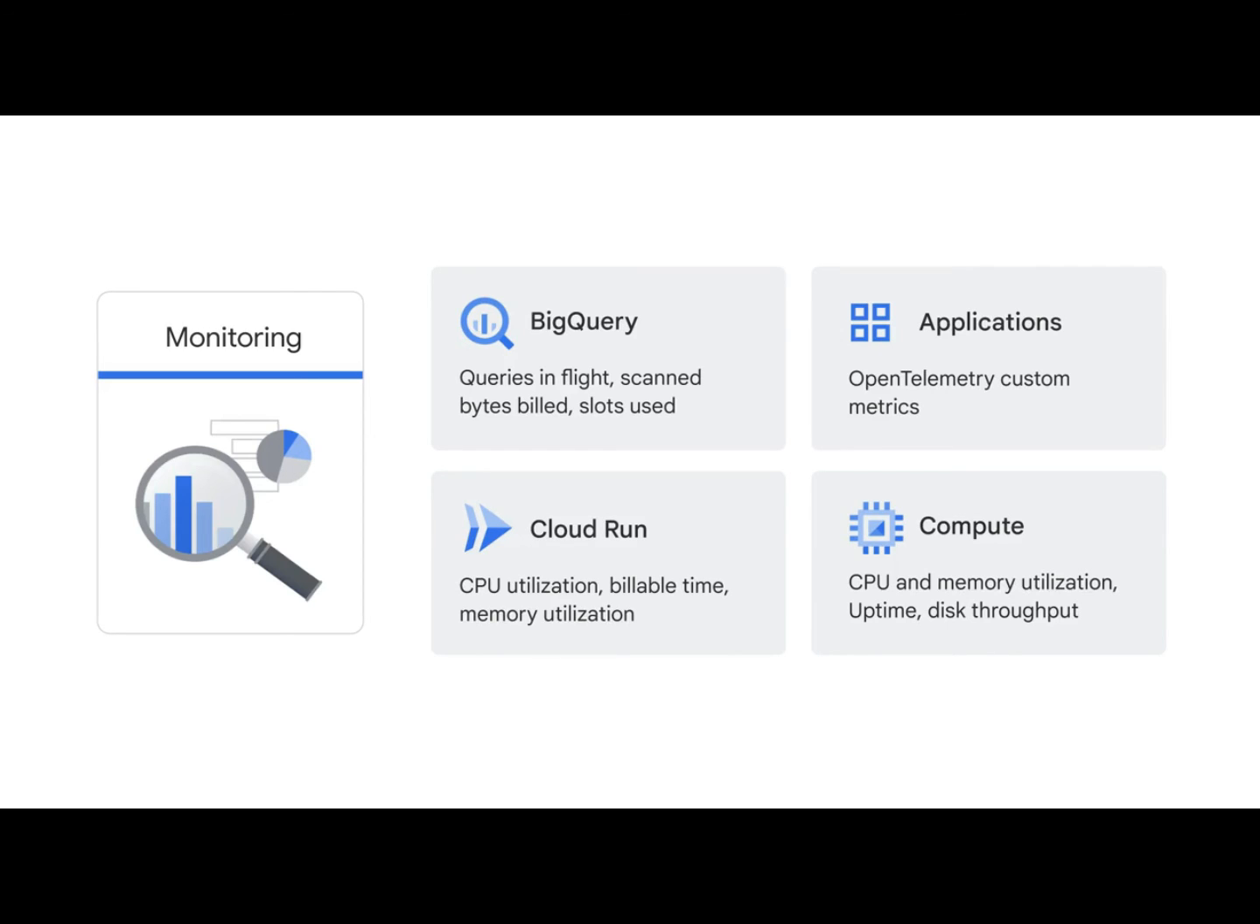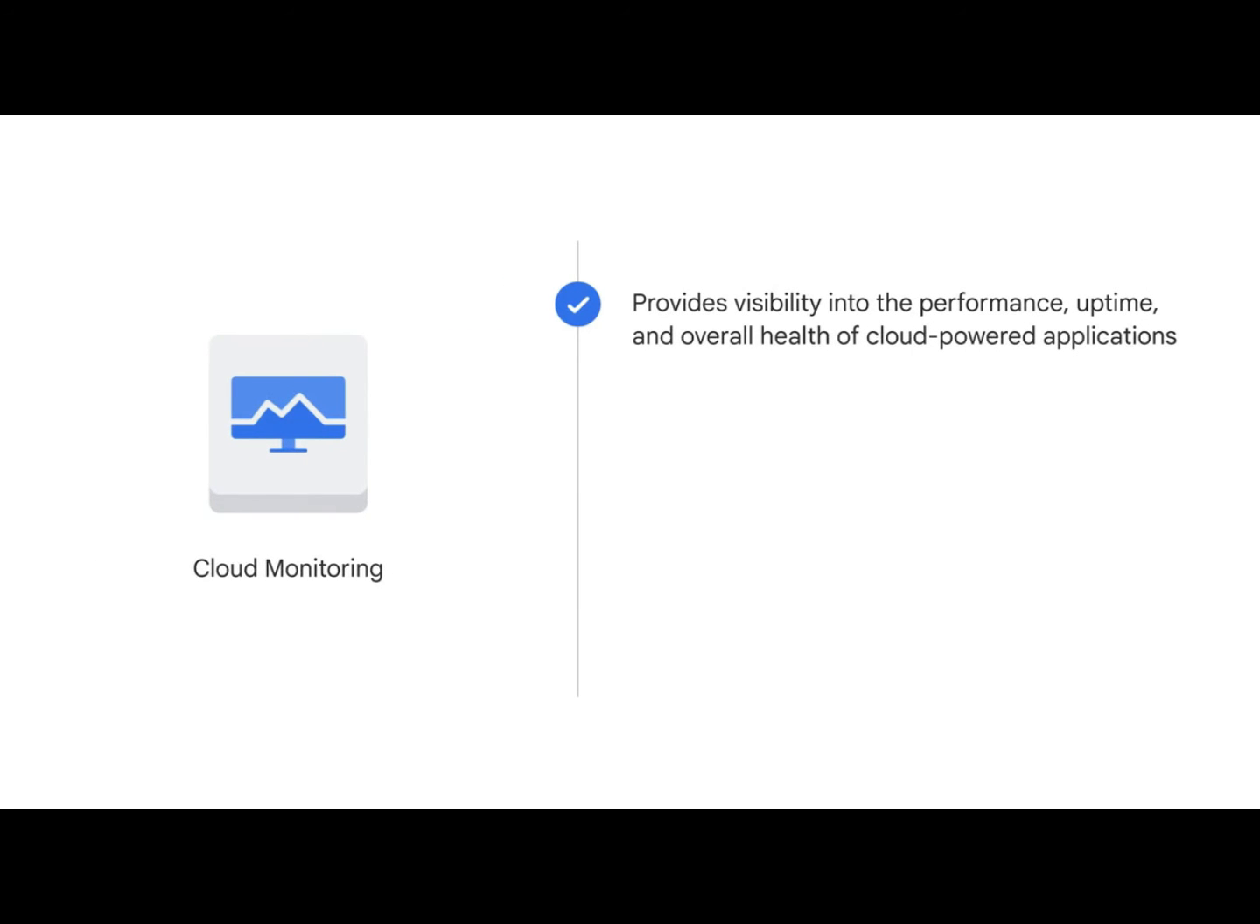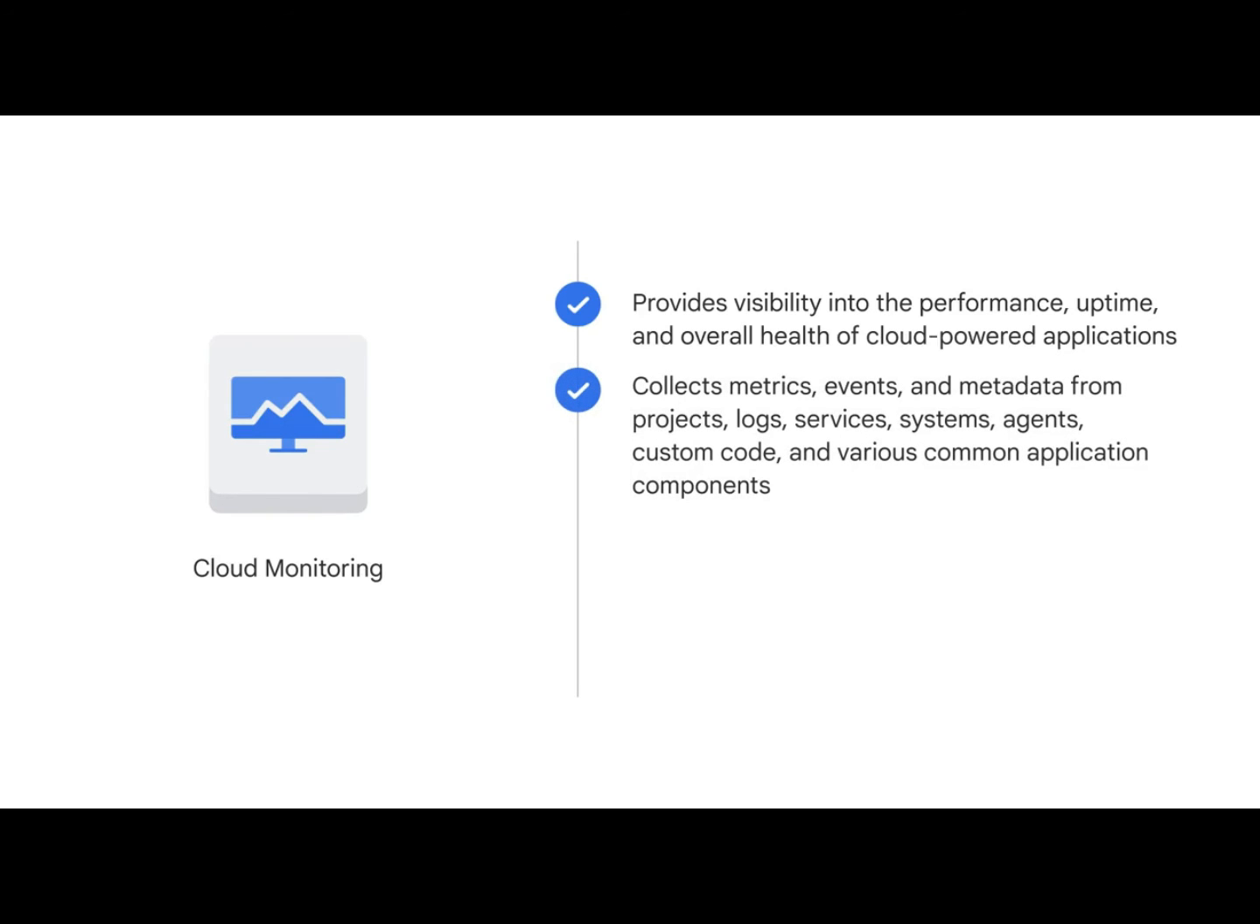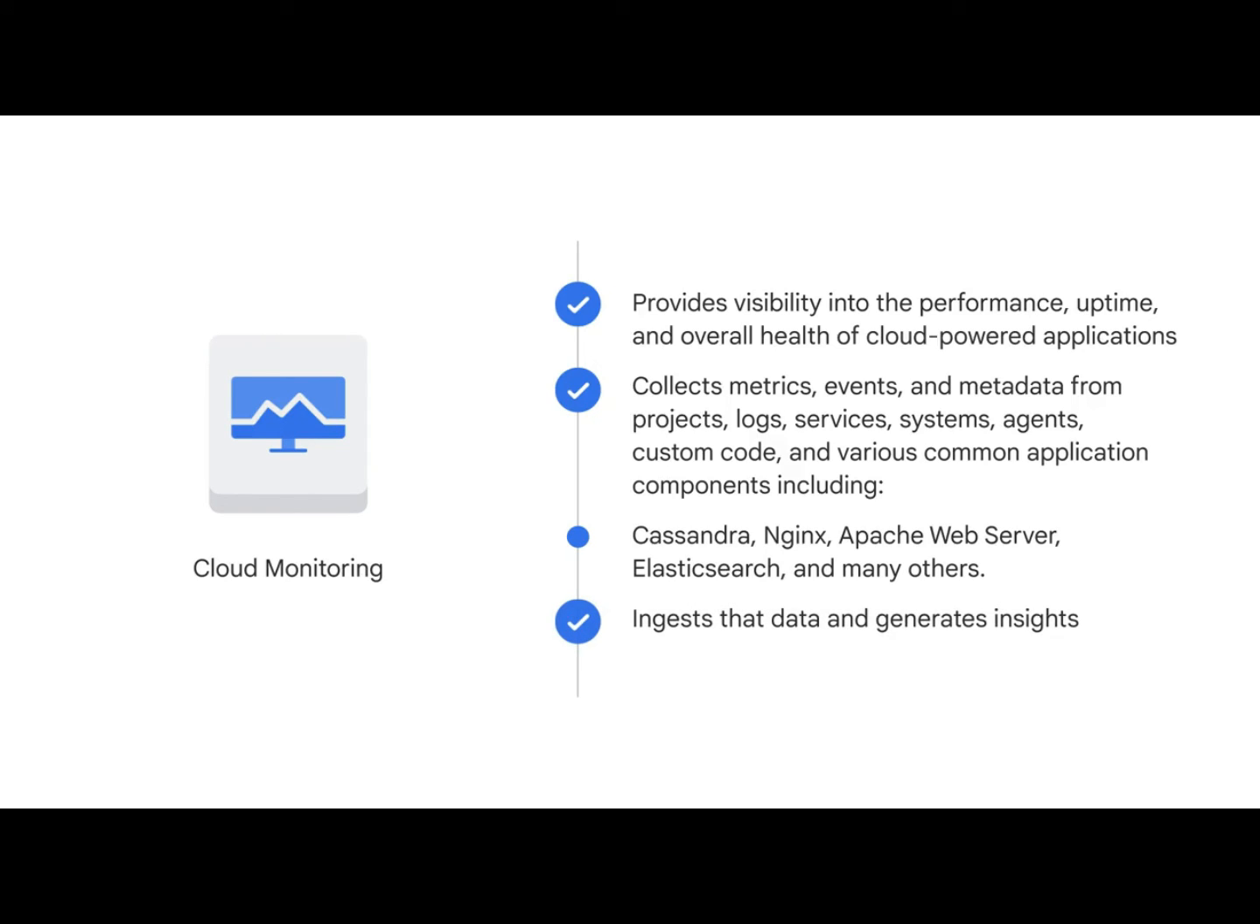Cloud monitoring provides visibility into performance, uptime, and overall health of cloud-powered applications. It collects metrics, events, and metadata from projects, logs, services, systems, agents, custom code, and various common application components, including Cassandra, Nginx, Apache Web Server, and Elasticsearch. Cloud monitoring ingests the data and generates insights via dashboards, Metrics Explorer charts, and automated alerts.